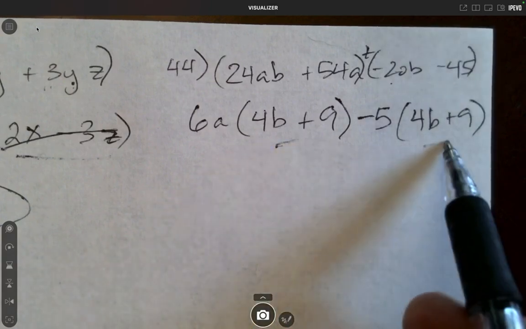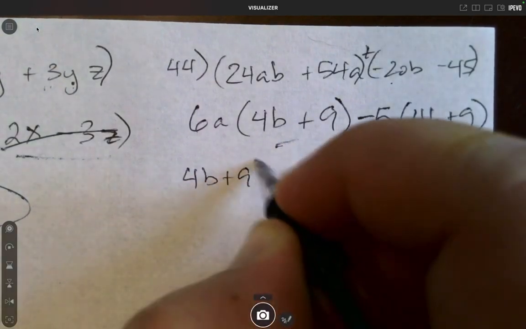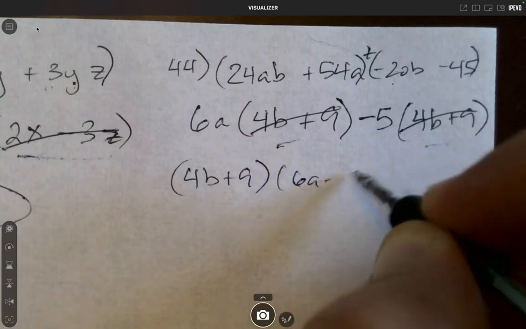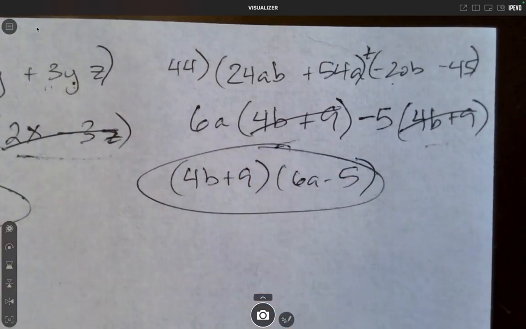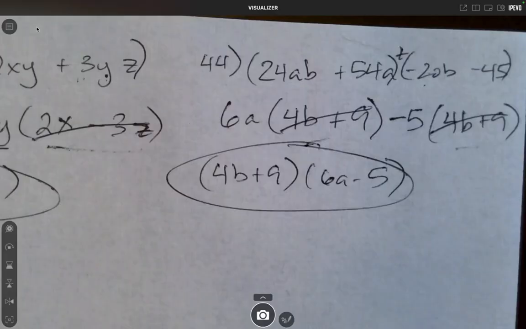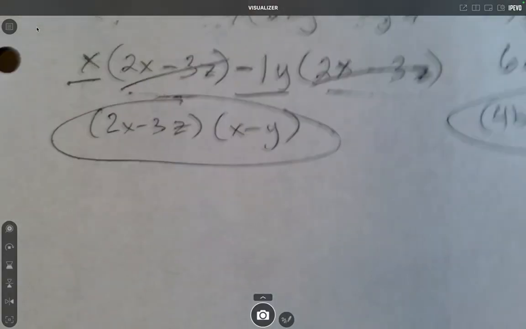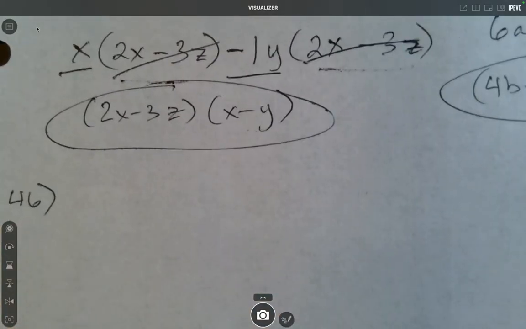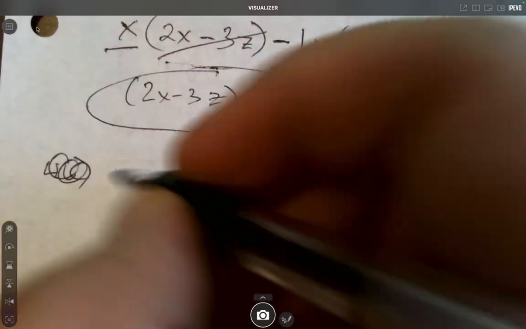So they both have 4b plus 9. I can pull that out front. That leaves us with 6a minus 5. Okay, 46, there's nothing like that on the test, so we'll just ignore it. We won't worry about 48 either, nothing like that on the test. So let's skip to 50.